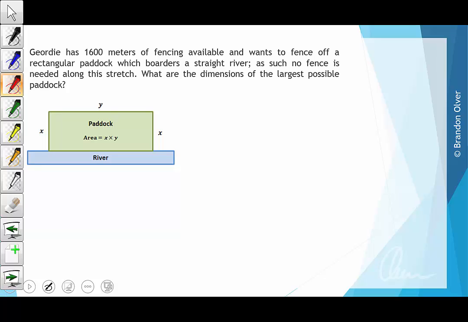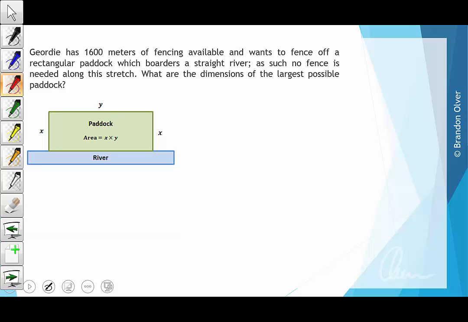Geordie has 1,600 metres of fencing available and wants to fence off a rectangular paddock which borders a straight river. As such, no fence is needed along this stretch. What are the dimensions of the largest possible paddock that Geordie can make?